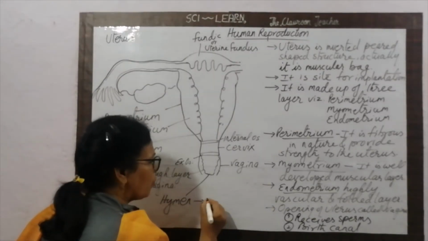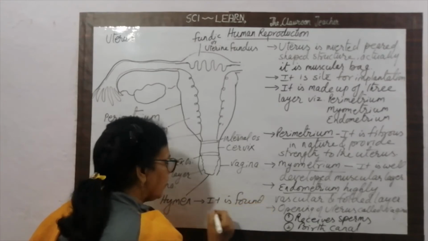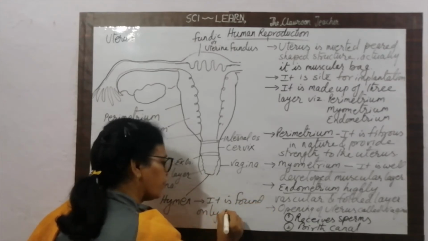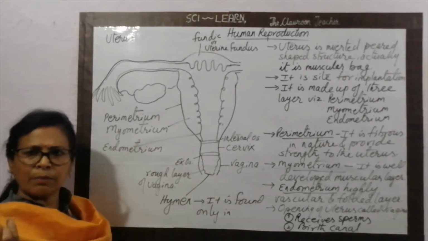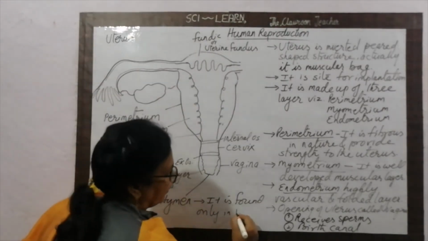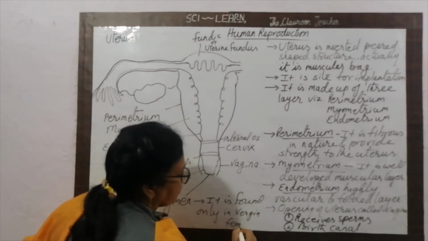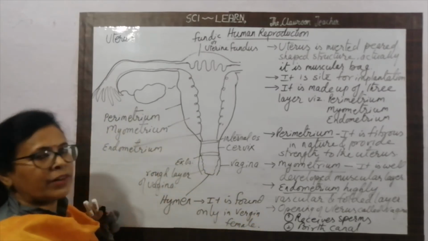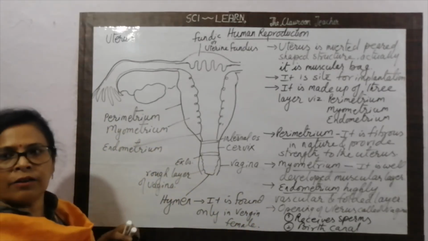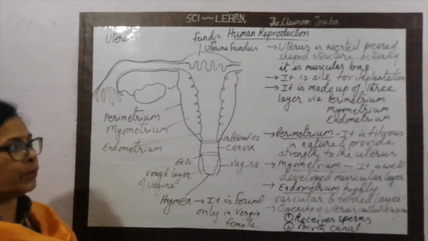It is found only in the hymen layer. It is important because it is found only in a virgin female. Actually, this is the sign of virginity. So this is found only in the virgin female, where the thin hymen layer is there. So this is about the uterus.